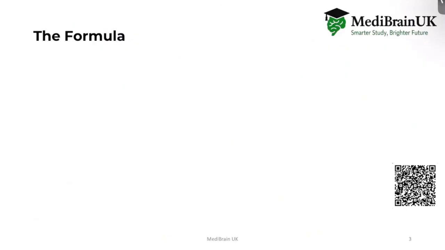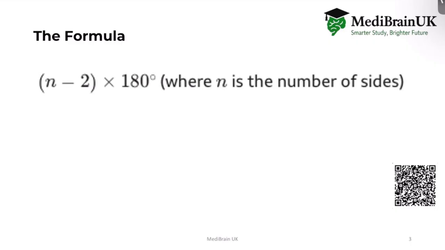What we're going to be looking at today is how to work out an angle in a polygon. So we're going to be looking at angles in polygons. And there is one formula that we're going to be constantly referring to throughout this lesson. This is the formula: n minus 2 multiplied by 180 degrees. This is the formula that we're constantly going to be using throughout the whole lesson.